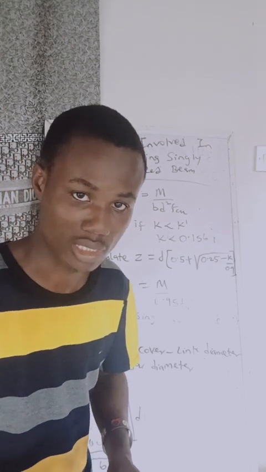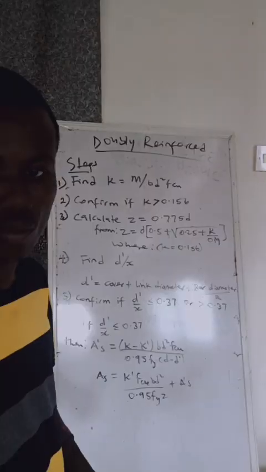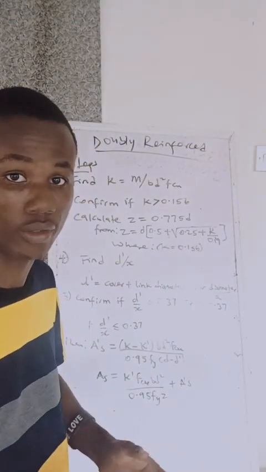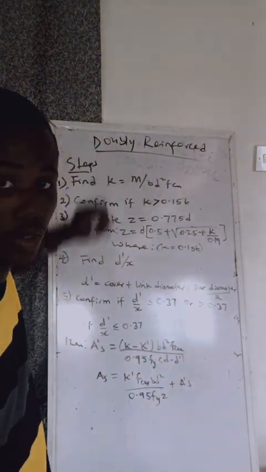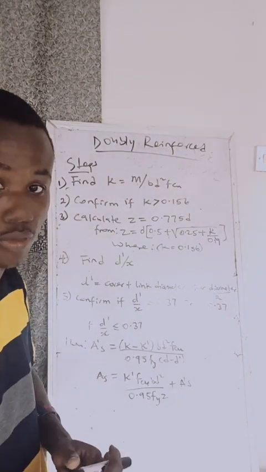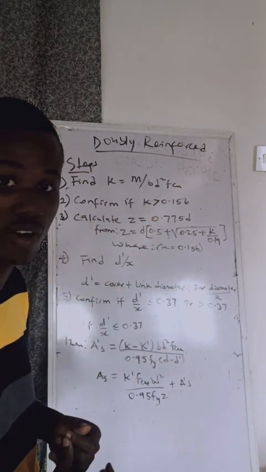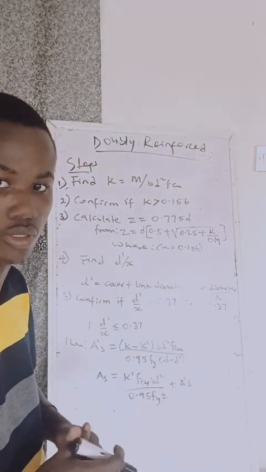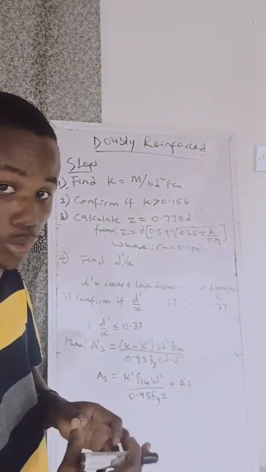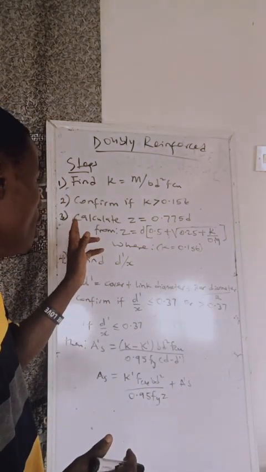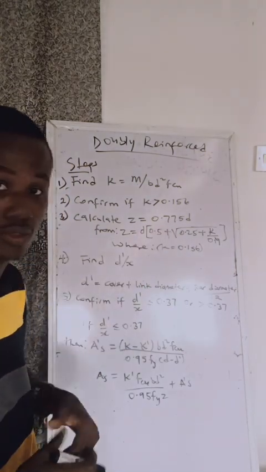Is that clear? Let me write the steps involved for doubly reinforced beam before we proceed. Step one, you find K equal to M all over BD squared, the same procedure as for singly reinforced beam. The second step is to confirm if your K is greater than 0.156. In singly reinforced it has to be less, but in doubly reinforced it has to be greater than or equal to 0.156. Step 3 is to calculate your lever arm Z, which is equal to 0.775D.